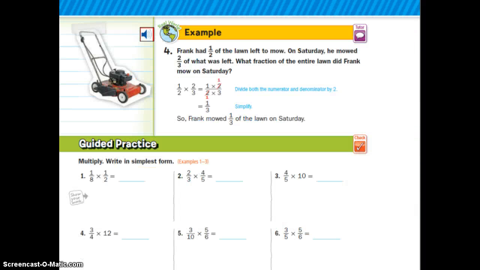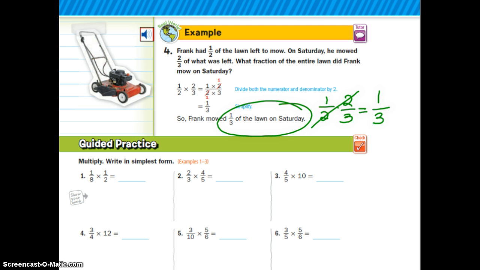Turn the page. Okay, and lastly we have a word problem. Frank had 1/2 of the lawn left to mow. On Saturday he mowed 2/3 of what was left. What fraction of the entire lawn did he mow on Saturday? So again, we know this is a multiplication problem. We have 1/2 times 2/3. The 2's disappear because 2 over 2 is 1. So he mowed 1/3 of the lawn on Saturday.